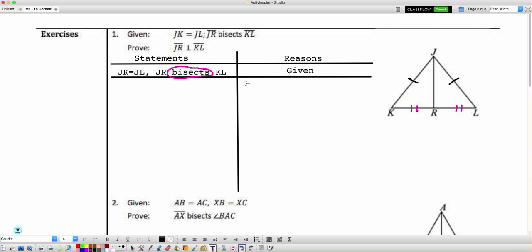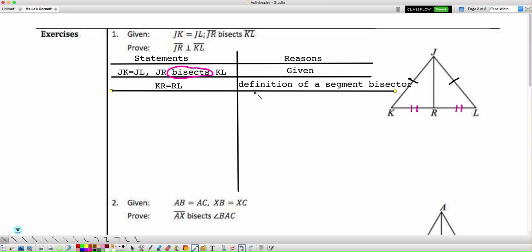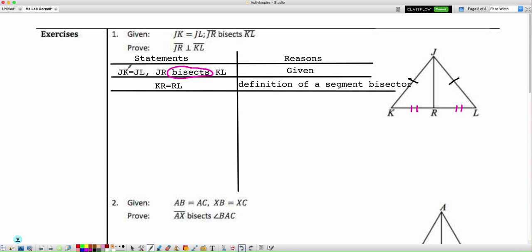So I'm going to say for my next part of my proof that I actually use the definition of a segment bisector to determine that KR is equal to RL. And that's really what I drew in my picture there. So now that I drew it, I'm going to put it into my proof. So those two are equal because by definition, bisect means to cut into two equal pieces, right? I need to think about what I'm trying to prove now. So I'm proving that JR, remember this symbol means perpendicular, so this means forms a 90-degree angle.